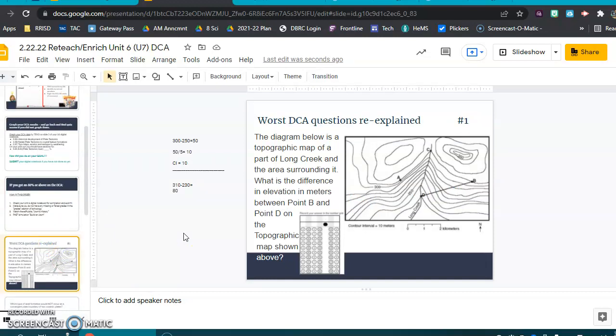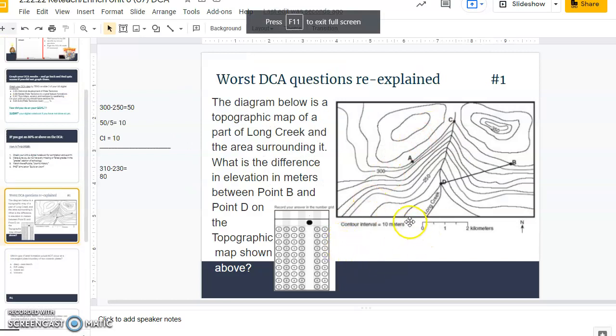The diagram below is a topographic map of Long Creek and the area surrounding it. What is the difference in elevation in meters between B and D on the topographic map shown? So I'm going to make this a little bigger. Somebody noticed that right here in our legend, the contour interval is 10 meters, because I found the 300 line and the 250, and I subtracted, and then I divided that by 5, because there's 5 lines, and I got a contour interval of 10. And so then I was like, okay, let's start here, and I have 1 up, that's 310, 2 below is that, and I did the math.